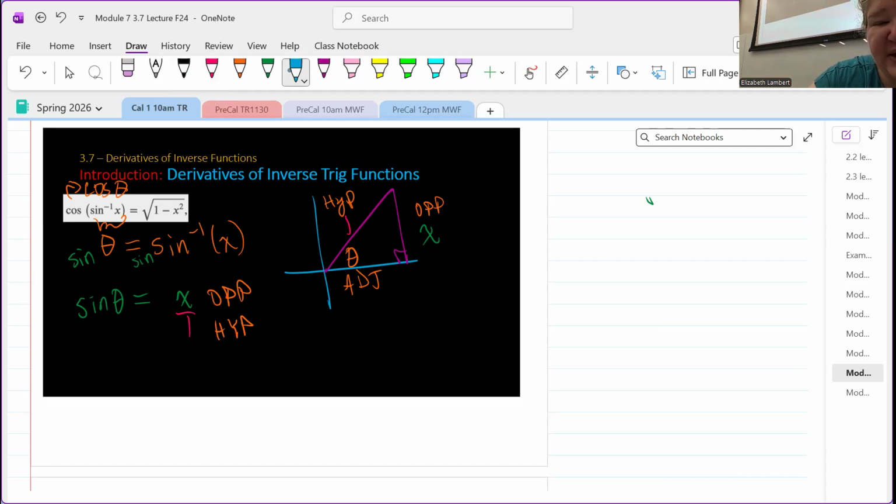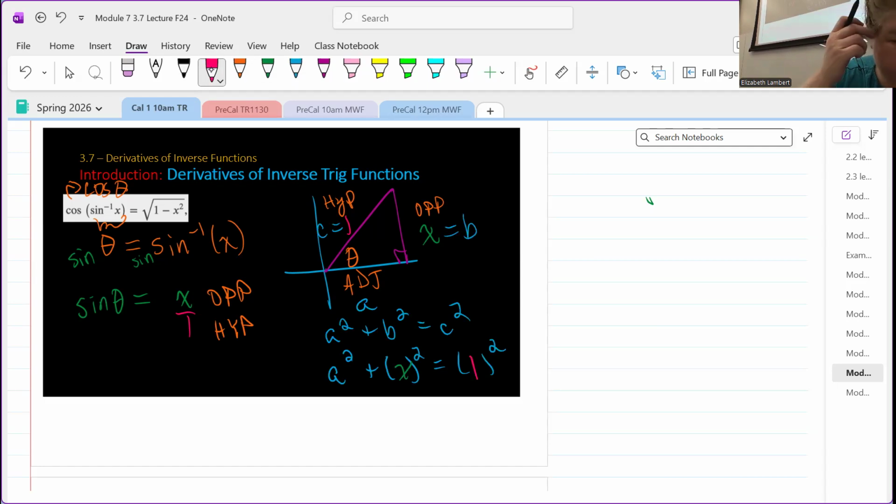I can use the Pythagorean theorem to find the third side. So I'm going to call the adjacent side A, the opposite side is then B, and the hypotenuse is always C. So A squared plus B squared equals C squared. A is our unknown, B is x, and C is 1. So I have A squared plus x squared equals 1.